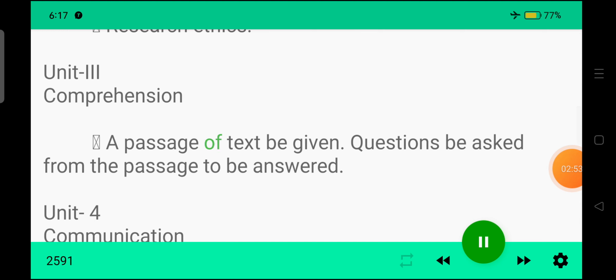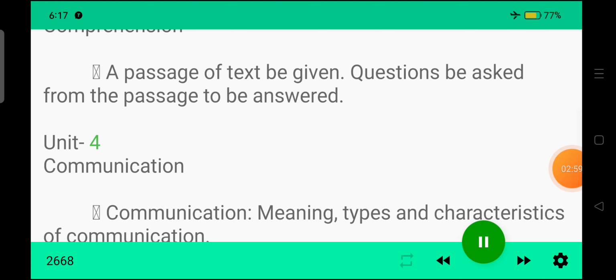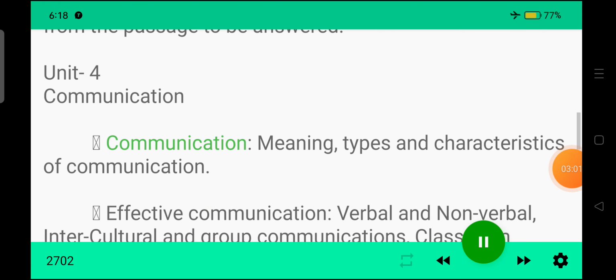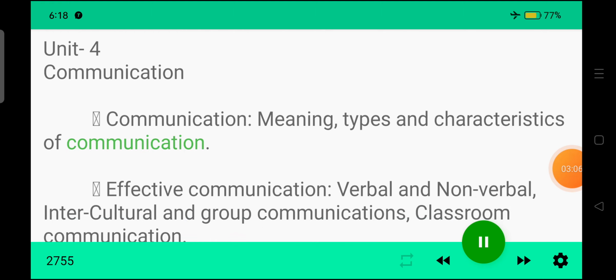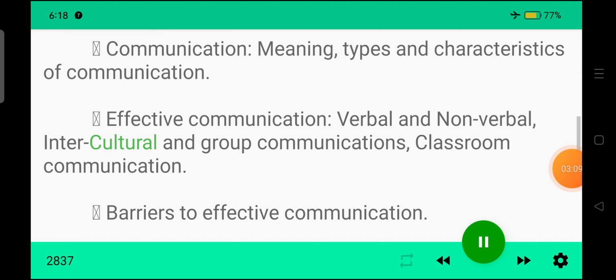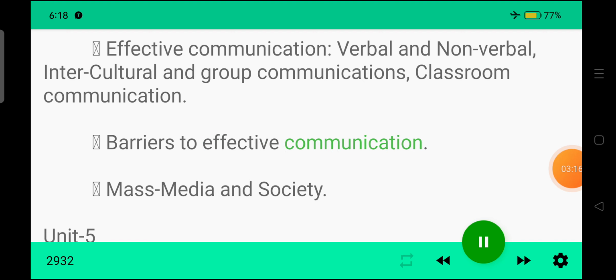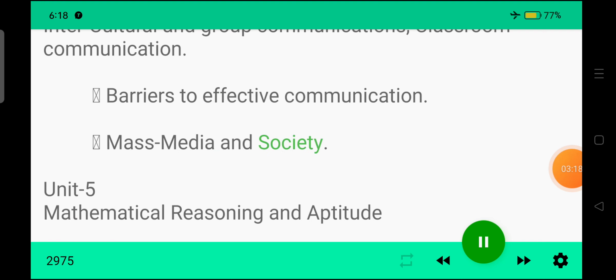A passage of text will be given. Questions will be asked from the passage to be answered. Unit 4. Communication. Communication, meaning, types and characteristics of communication. Effective communication, verbal and non-verbal, intercultural and group communications, classroom communication. Barriers to effective communication. Mass media and society.